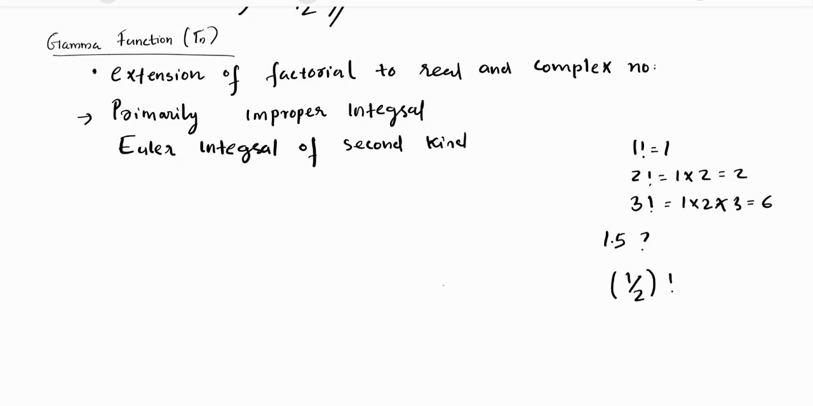So we know the factorial of natural numbers like 1, 2, 3, etc. But what is the factorial of 1 by 2, 1.5 or 3 by 2, etc.? Does factorial work for this type of number? So a new function is introduced, that is the gamma function. It is denoted by the Greek letter gamma of n.